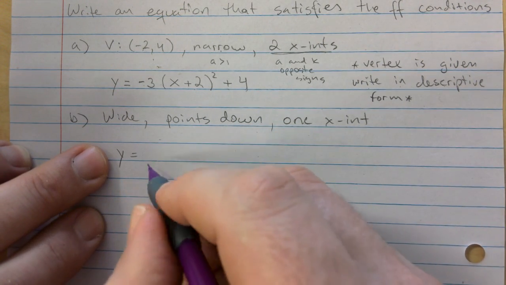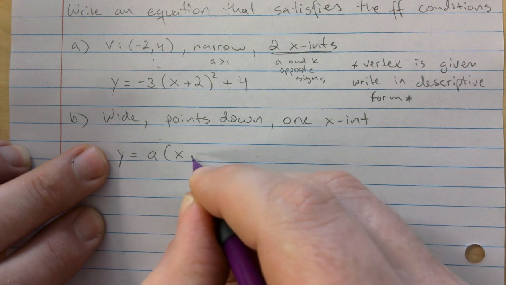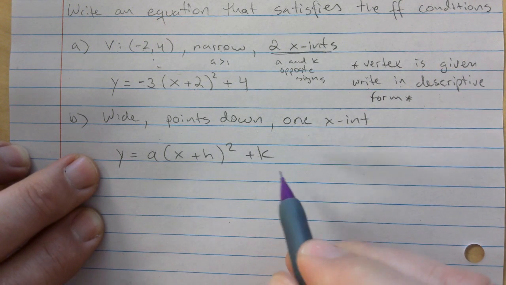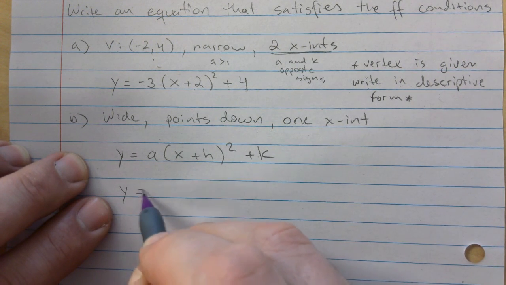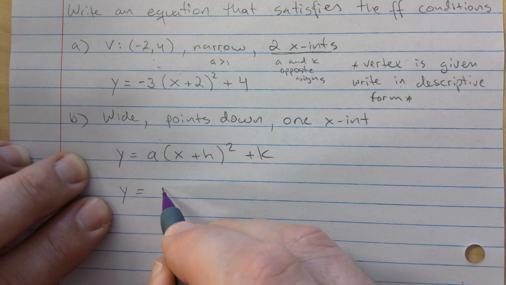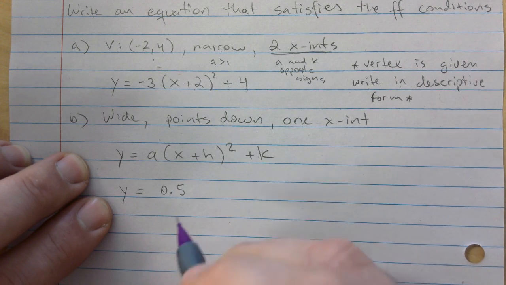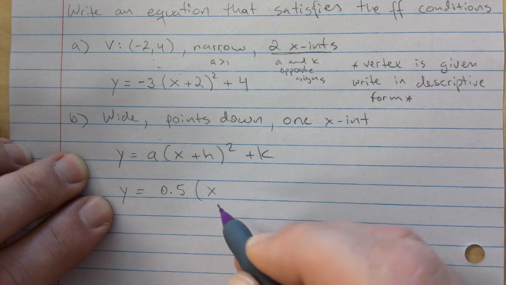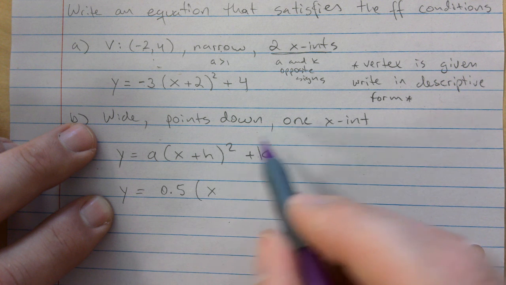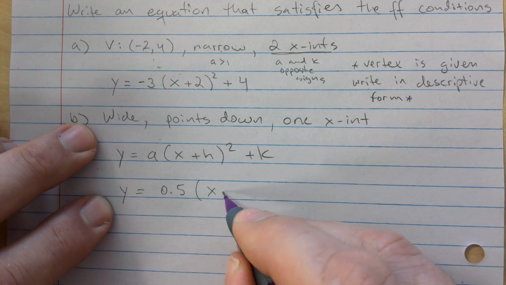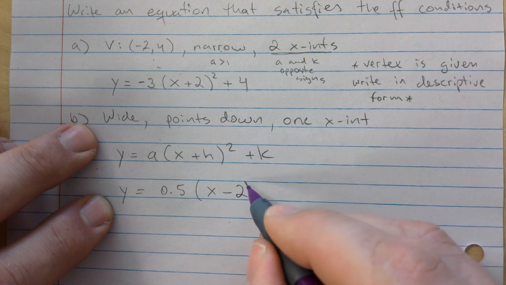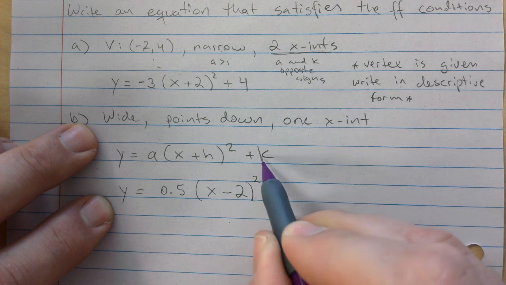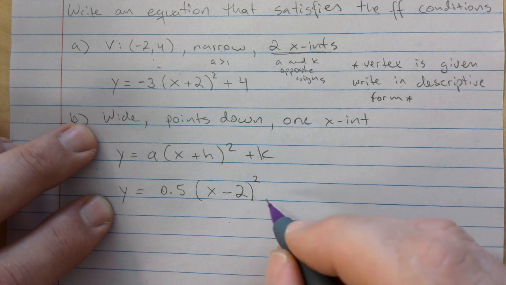So the vertex form is, remember, right, this is what it looks like. I'm going to make this wide. So 0.5 is the best, your best go-to. I'm going to worry about the sign later. X, it doesn't say anything about the vertex itself, so we can just put in whatever we want. Squared.